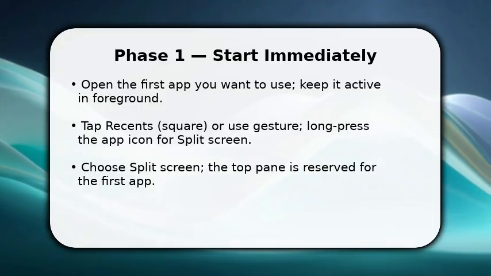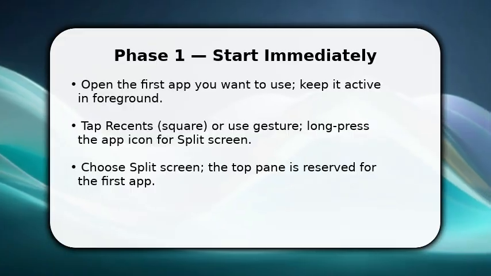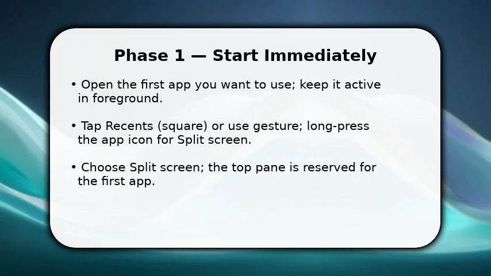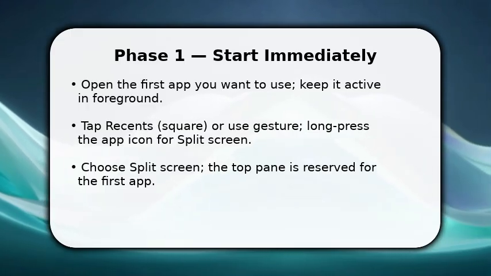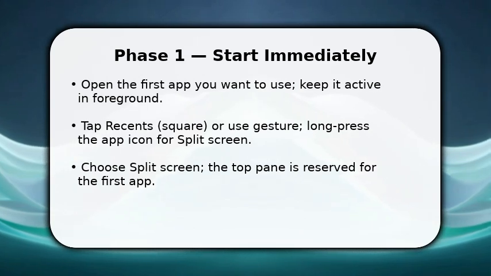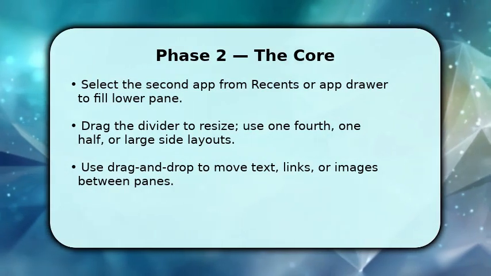Make sure to act quickly so the second app can be placed in the empty pane. This immediate step guarantees a stable first window, and it reduces fumbling when you bring the second app into view. Once done, pick the second app from Recents or the app drawer and tap it to occupy the bottom pane.